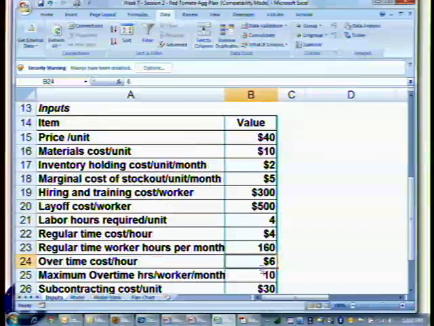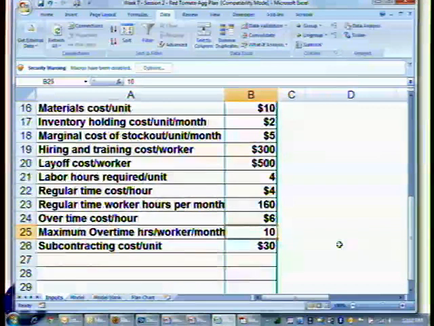The labor hours per month are going to be an important input to offset our calculation of production by the labor hours required per unit divided into the regular time per worker. The overtime cost per hour, here is that input that I mentioned. The maximum overtime hours per worker per month is going to be an important input. We're going to allow 10 worker hours per month, like 2.5 hours a week. The subcontracting cost is $30 per unit. We defined that earlier.